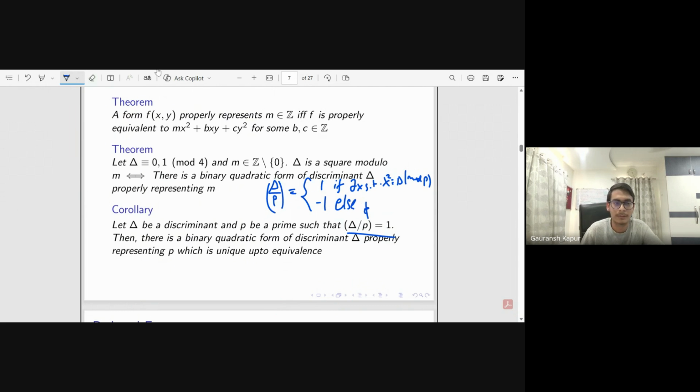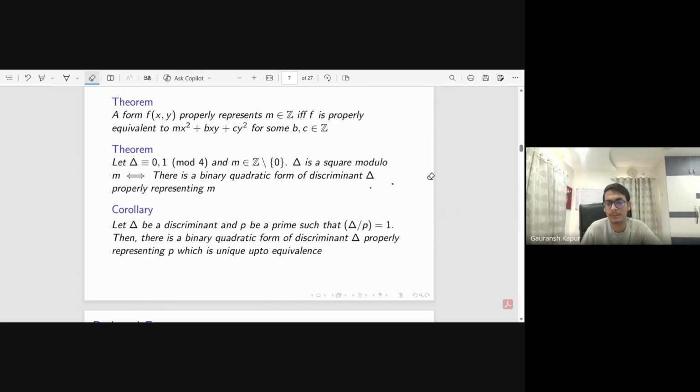So if some of you have seen quadratic reciprocity, you know what I'm talking about. The Legendre symbol is used there. So the corollary is that if delta is a discriminant and p is a prime such that the Legendre symbol (delta/p) is 1, then there is a binary quadratic form of discriminant delta which properly represents p, which is unique up to equivalence. This is also something that you can prove using these two results above.